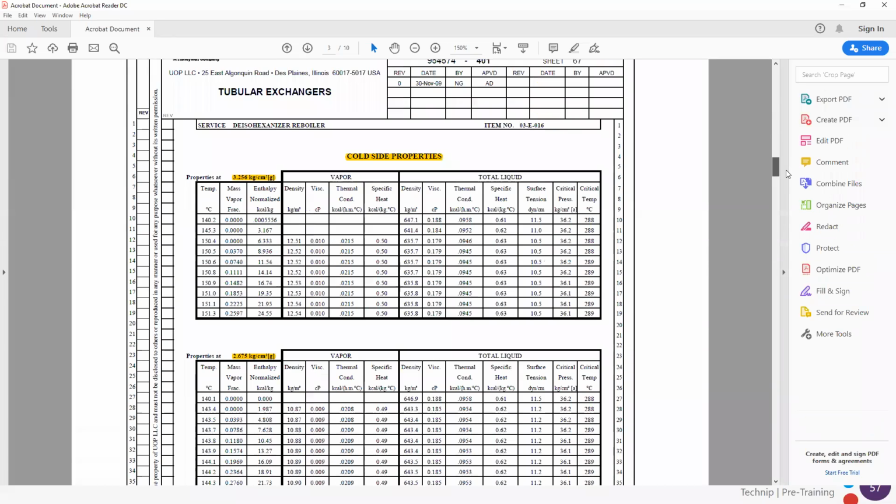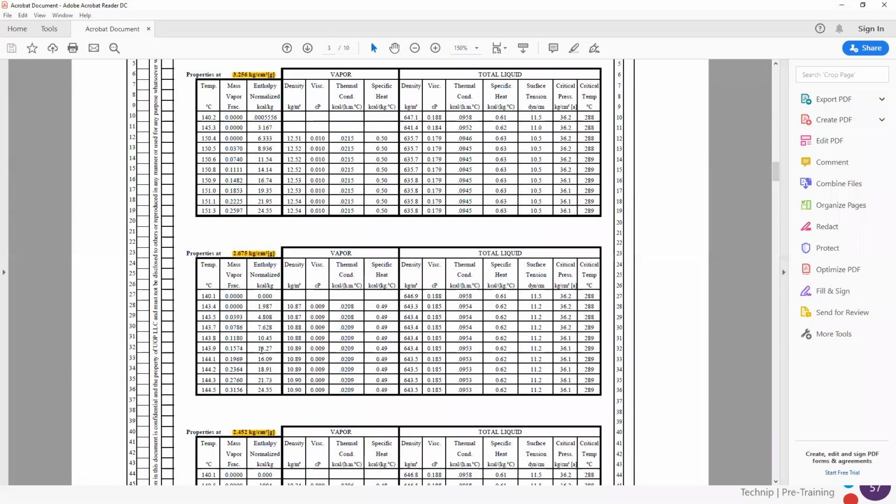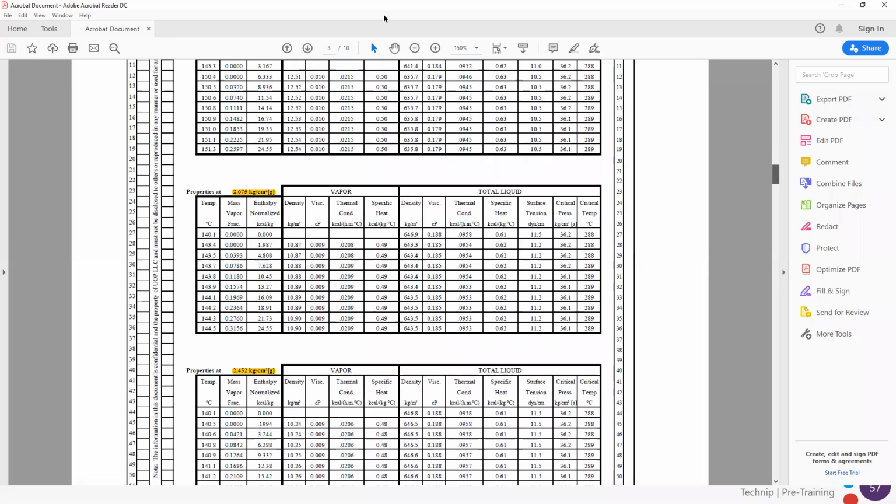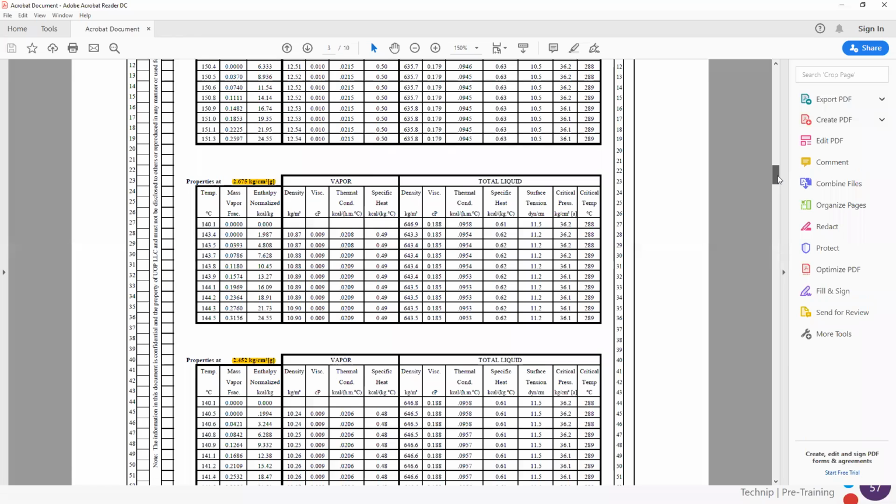Also, the datasheet specifies the properties at 3 different pressures, with enthalpy curves. These pressures cover all the range of pressure that there is between the column and the reboiler. So it is important to specify the properties at 3 different pressures that cover all the range between the column and the exchanger.